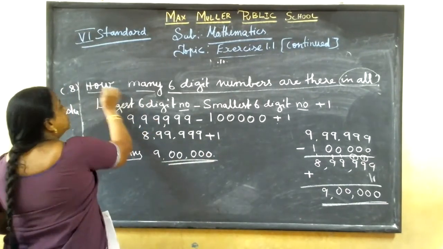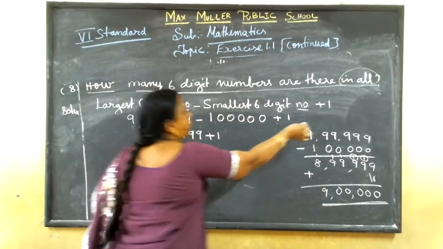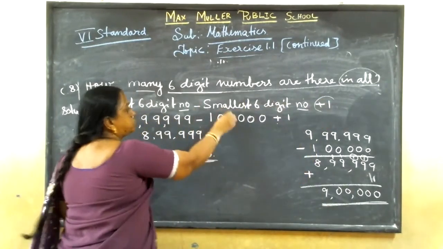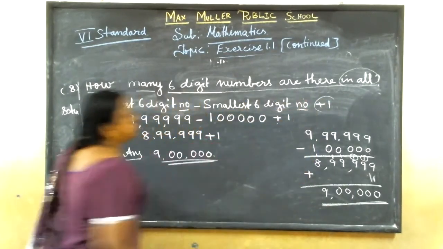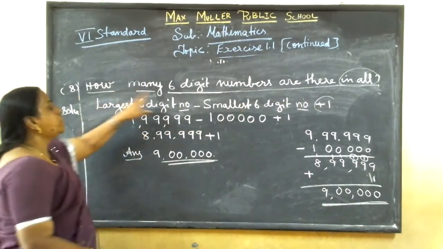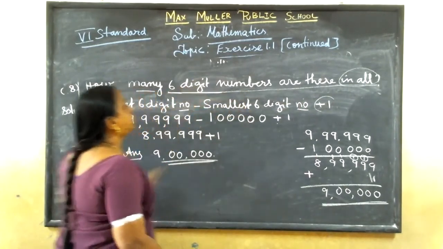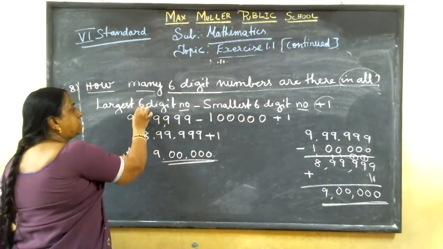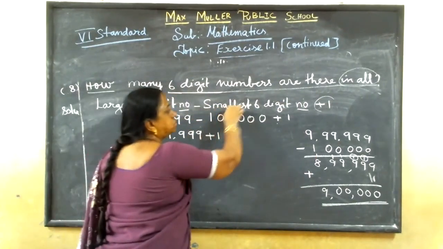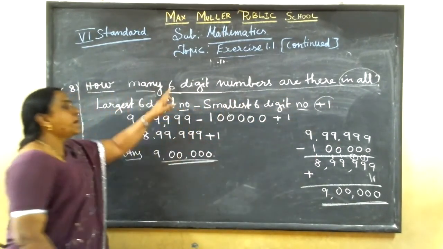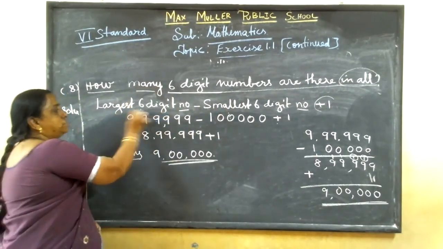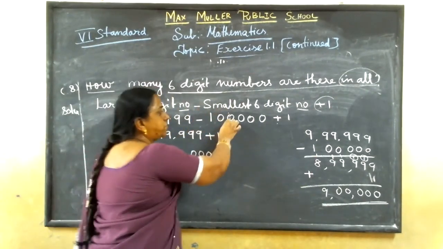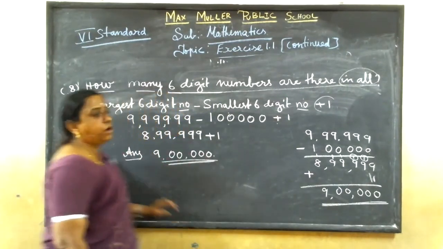So here, if they ask for a total, you should take biggest 6-digit number minus smallest 6-digit number plus 1. If the question is how many 3-digit numbers are there, in that case, what you should do? Largest 3-digit number minus smallest 3-digit number plus 1. If they ask 7-digit numbers, same. Largest 7-digit number minus smallest 7-digit number plus 1. Got it? How to solve?